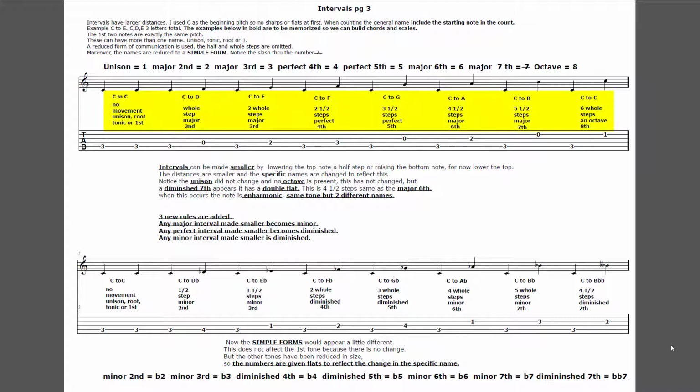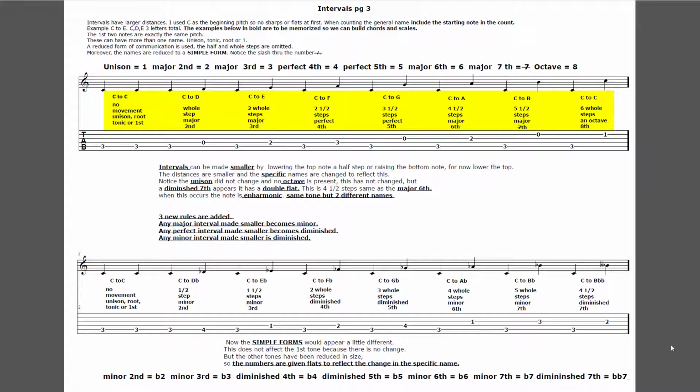Look below that where the notes are. The C to the C, there is no movement, so that's the unison. It could also be called root, tonic, or first. C to D, whole step, is a major second. Next, C to E, 2 whole steps, is a major third. Next, C to F is 2.5 steps, or a perfect fourth. Next, C to G, 3.5 steps, a perfect fifth.